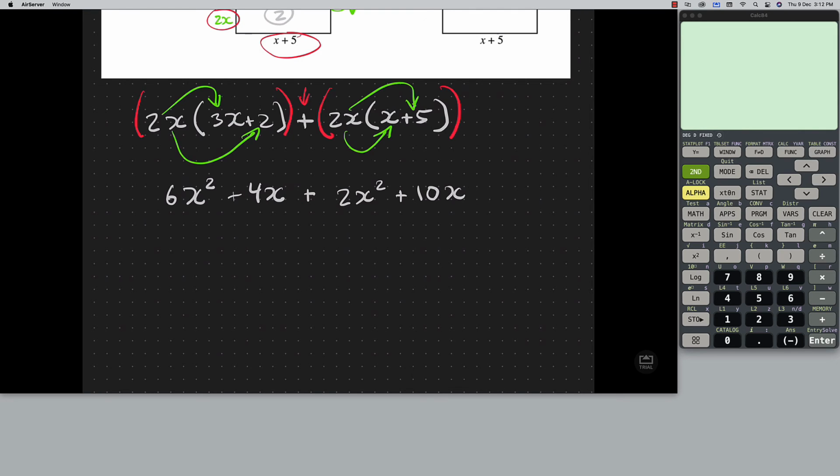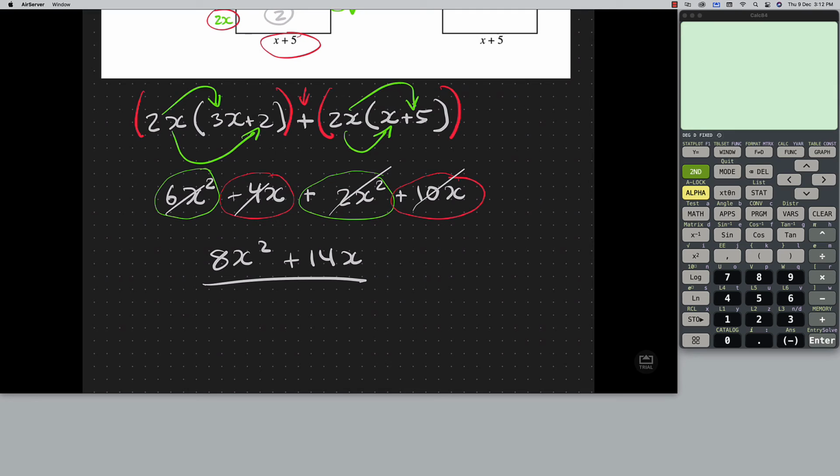And again, use some color to identify what I have. So I've got a degree of 2, another degree of 2, and a degree of 1, another degree of 1. Now let's gather those like terms. So 6x squared and 2x squared become 8x squared. Done and done. 10x plus 4x is going to be 14x, and you guys are done as well. Final answer.